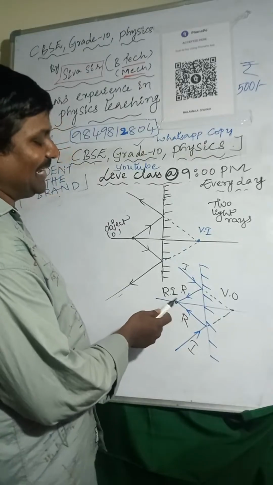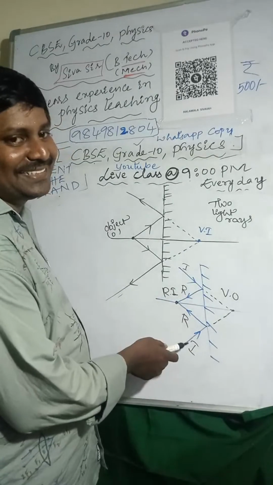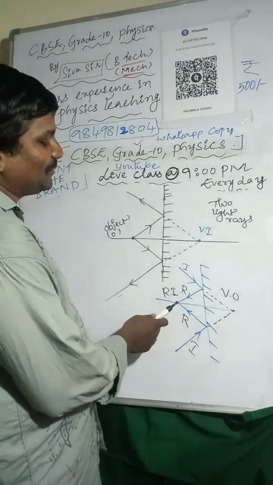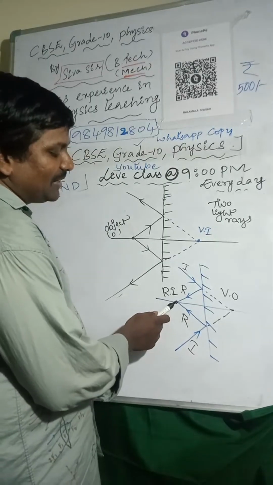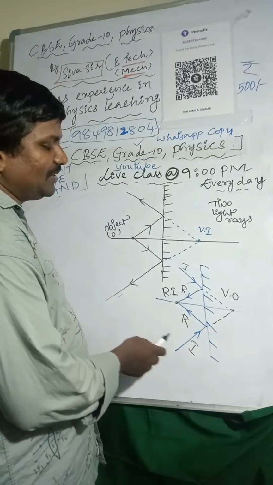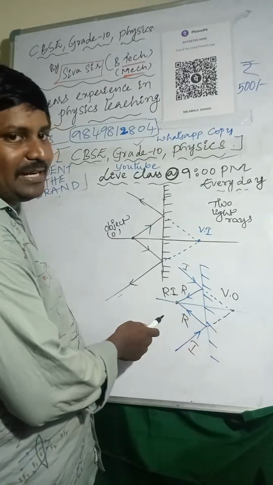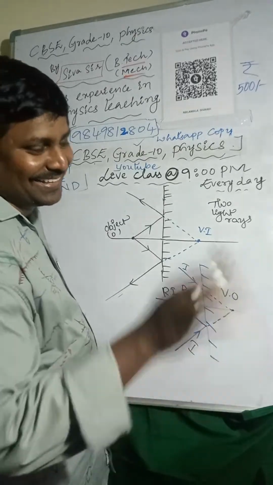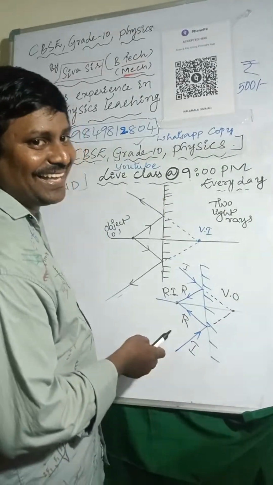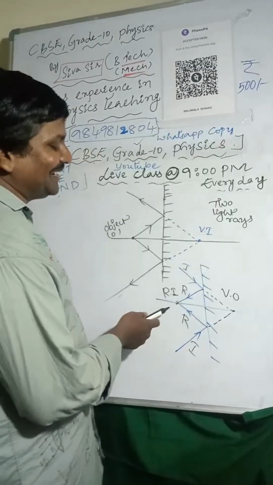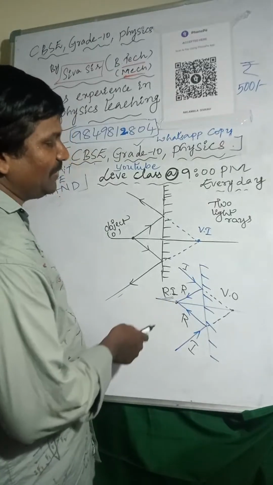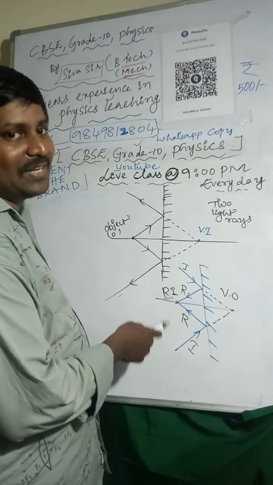So here I am taking these reflected light rays. These reflected light rays will meet at one point here. Okay, so that is a real image. So here, virtual object, and this is a real image. So the point of intersection of reflected light rays is called real image.